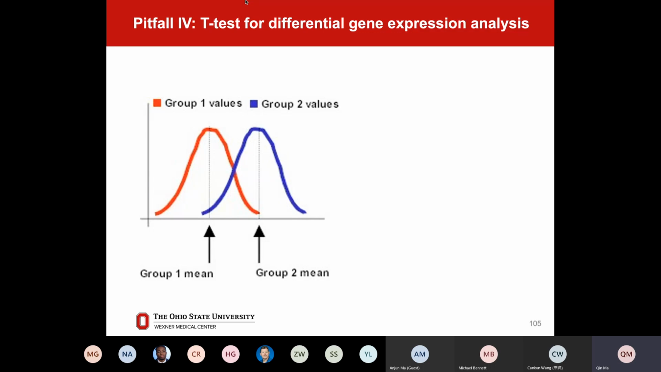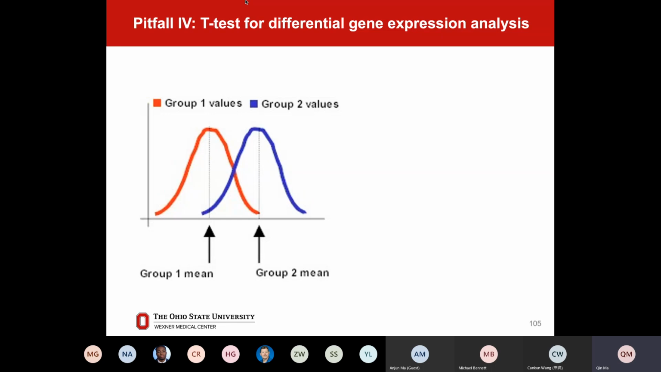The next one is kind of simple. The pitfall is using t-test for differential gene expression analysis. Differential gene expression analysis is not new, it has been around for maybe 2 decades. We have gene expression data, and we want to know whether a gene is differentially expressed between 2 groups, maybe treatment and control, maybe different cell types, or 2 groups you are interested in. And there are a lot of Nature and Science papers using t-test for differential gene expression analysis.